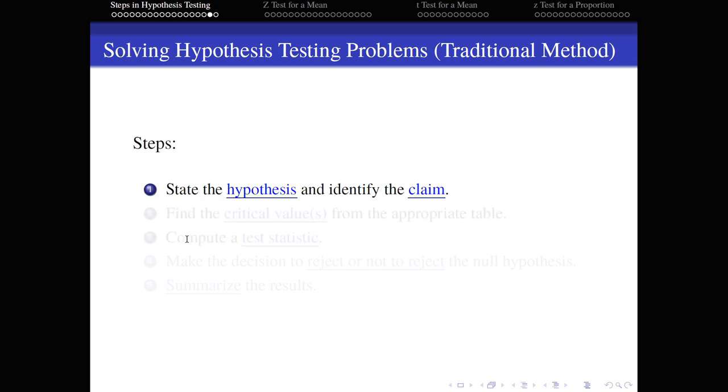So first, the steps: we state the hypothesis and identify the claim. The very first thing that we do in each one of these problems is state the hypothesis and identify the claim. So we state the null and alternative hypothesis.